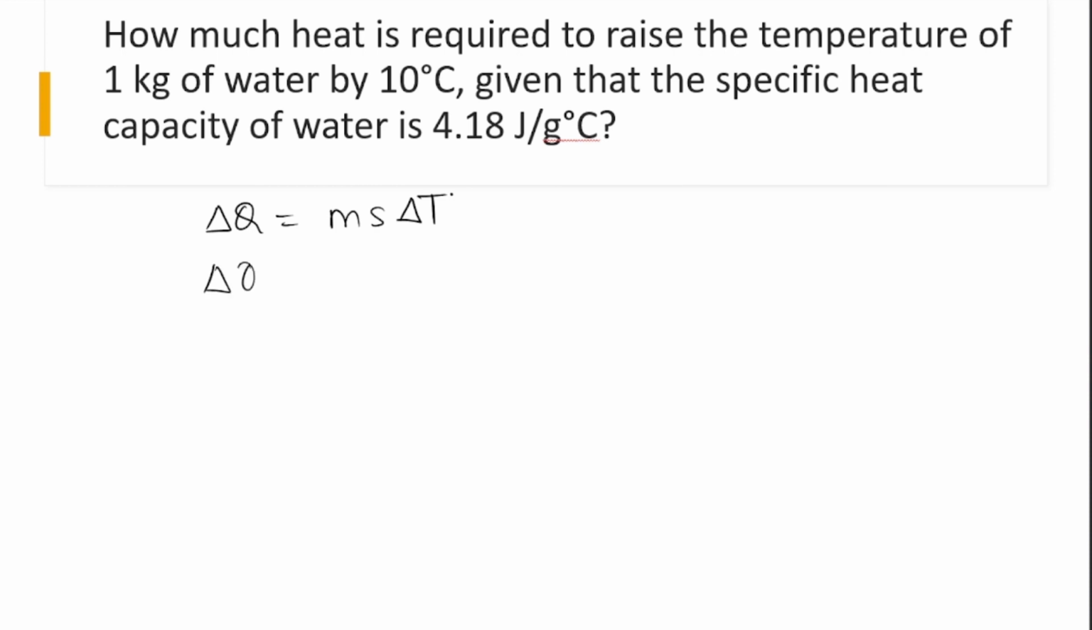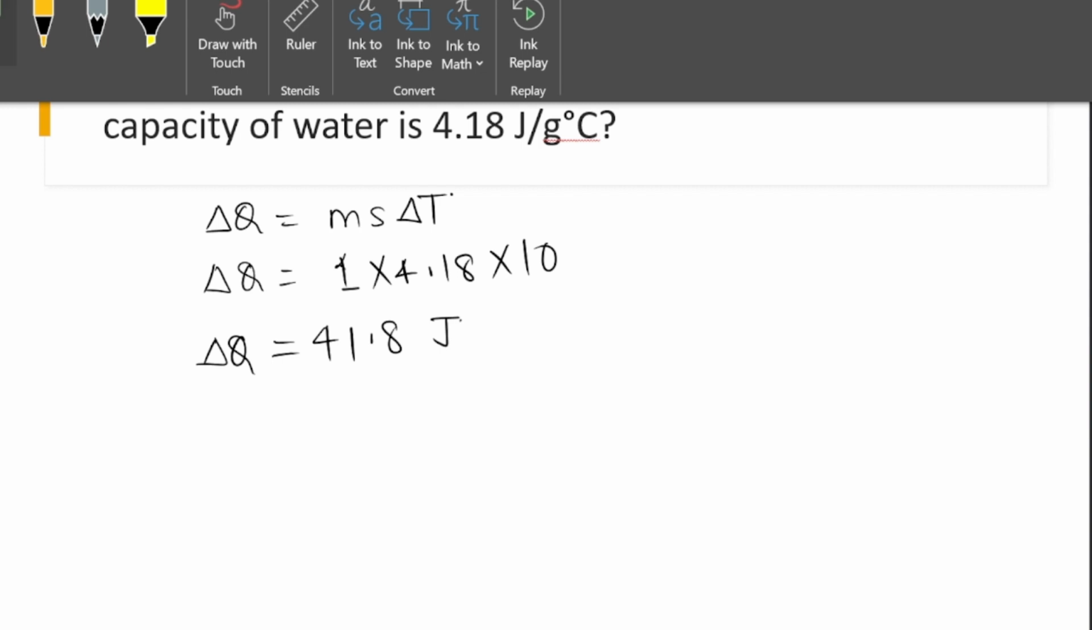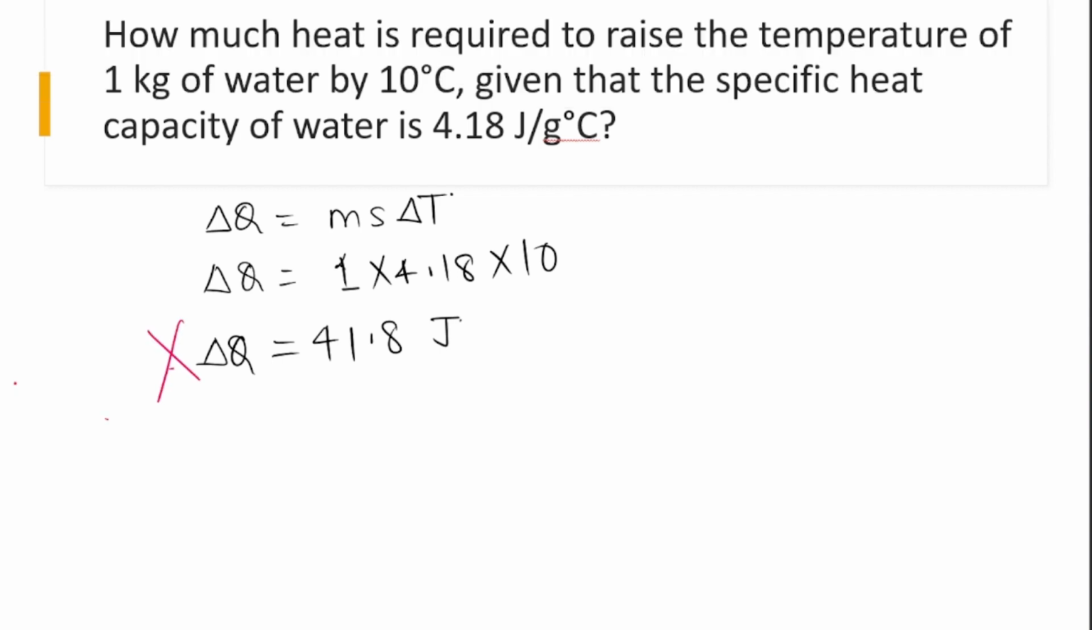And let's say I'm very excited and I want to solve this question in one go. So I will write delta Q is equal to 1 into S, which is given to us as 4.18, into 10, and the answer is delta Q is equal to 41.8 joule. Then this is the wrong answer, and let me choose another color pen so that I can mark it wrong. This is the wrong answer.